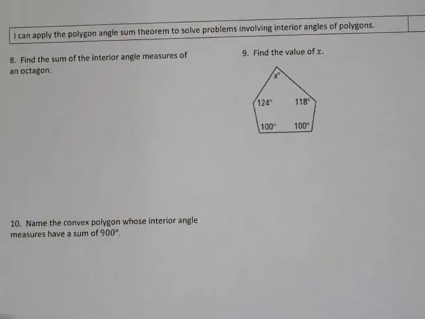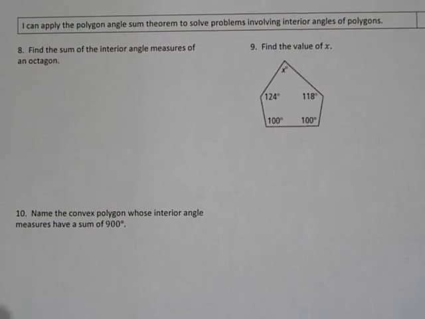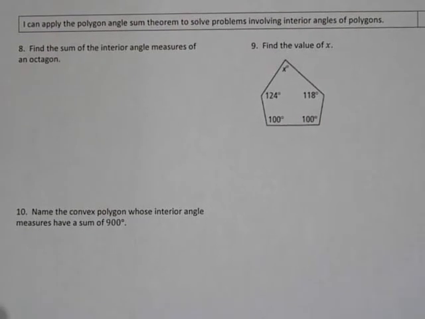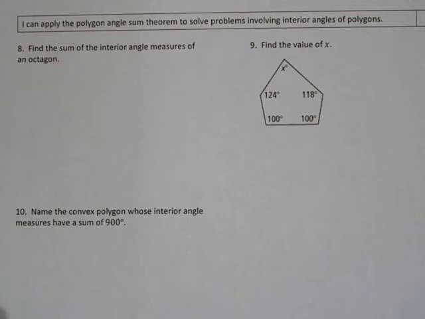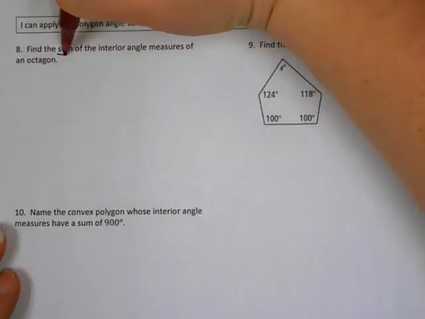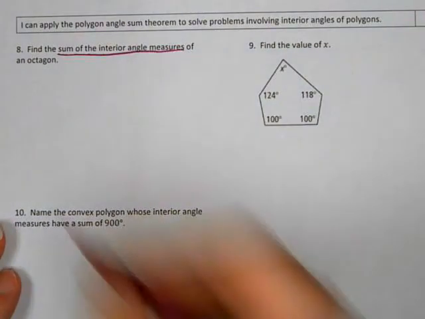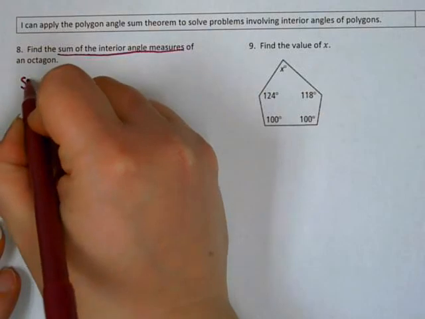All right, moving on, if we look at the back, this is where a lot of my students started to struggle. And I think part of it is you guys just aren't sure which formulas to use. So for question 8, it says find the sum of the interior angle measures of an octagon. First, I'm going to underline sum of the interior angle measures. And before I even do anything, I'm going to write the formula that I need.